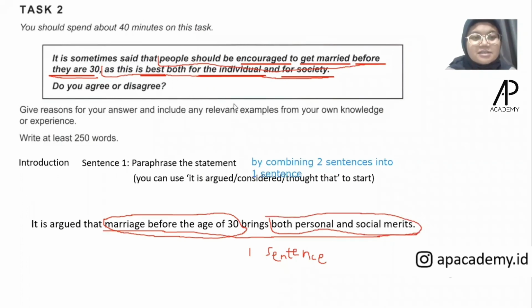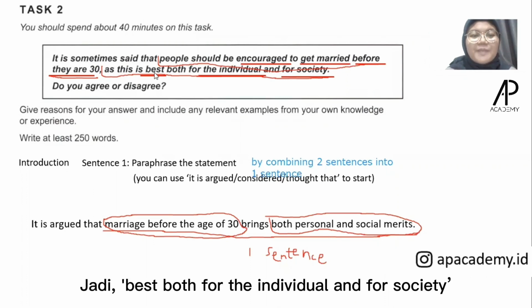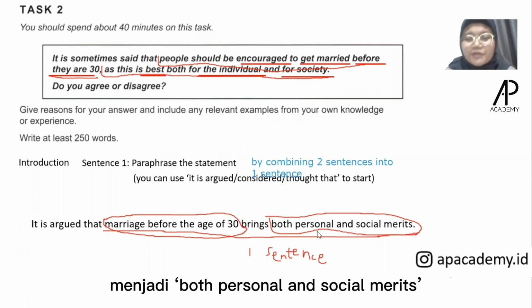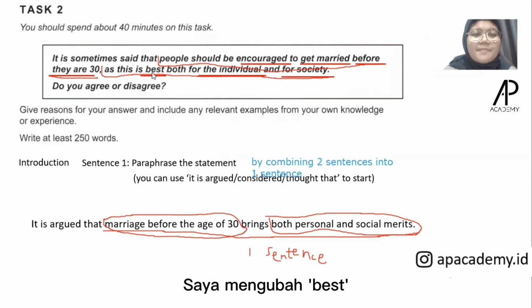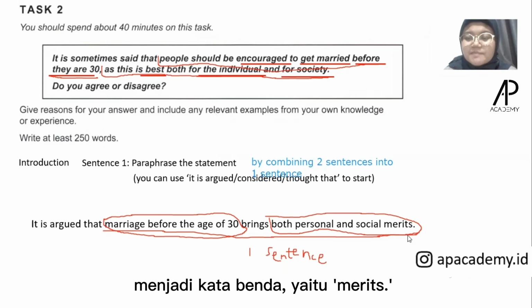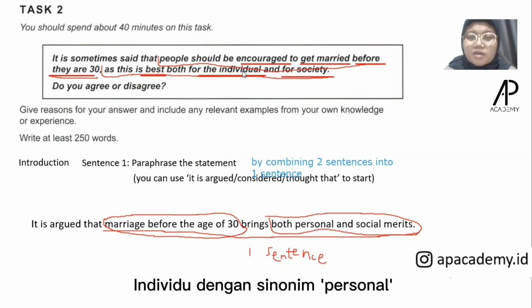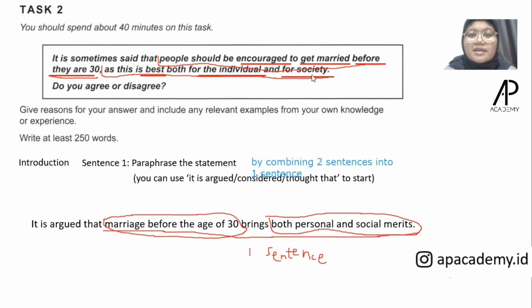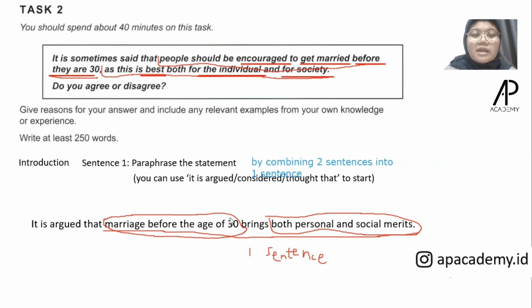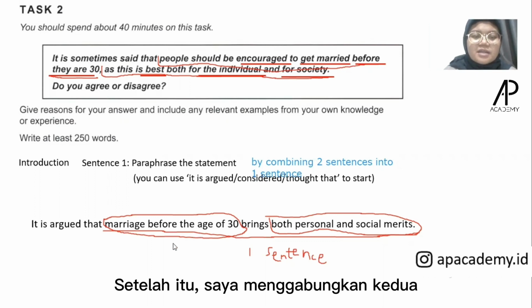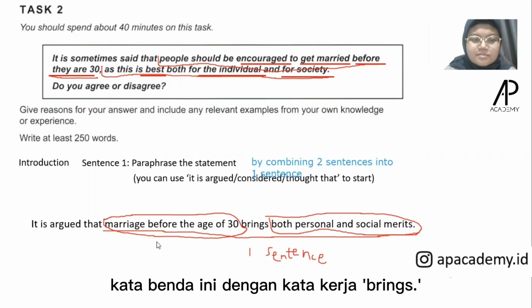Okay? So this is best both for the individual and for society into both personal and social merits. How can I do this? I change best into a noun, which is merits. Individual with the synonym personal, and society with social. So it becomes personal and social merits. And after that, I gather these two nouns with the verb brings.